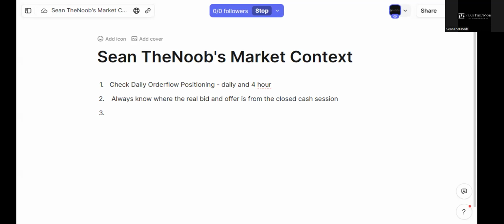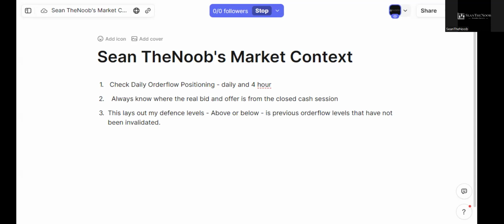Once I know where the bulk of the volume has been transacted, where the bid is and the offer is, this lays out my defense levels. These are my defense levels. Bears need to hold this. Bulls need to get this. Above or below are previous order flow levels that have not been invalidated.